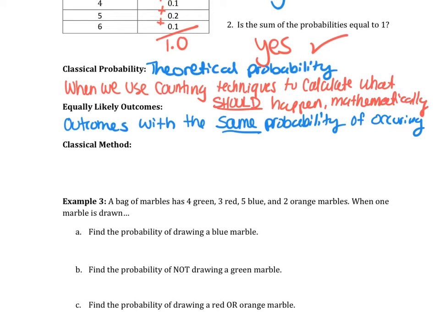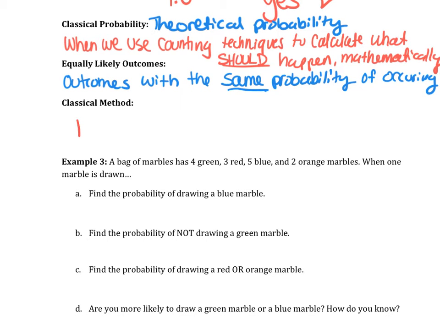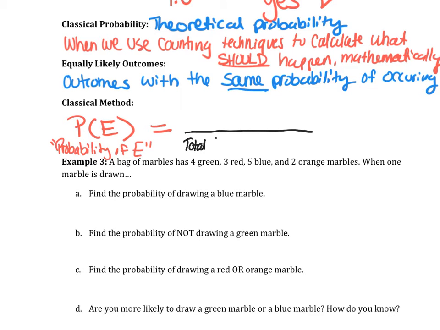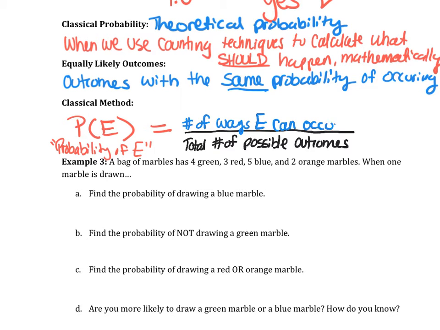Okay, so to calculate this classical probability, we're using the classical method. If we want to find the probability of event E, so again, that's what this means, probability of event E, then in our denominator, we're going to have the total number of possible outcomes, so the number of things in your sample space. Total number of possible outcomes goes in your denominator. And then your numerator is the number of ways event E can occur. So that'd be the number of outcomes in your event that you define.